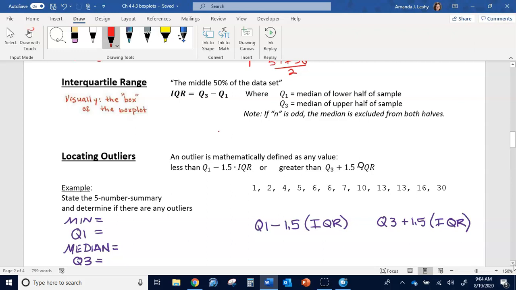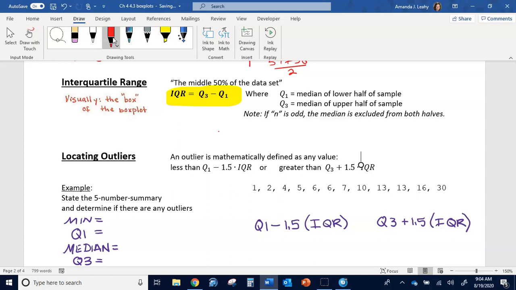Now, we've talked about range from the biggest to the smallest value, but interquartile range is for me a way to say, here's where the middle 50% of the data is, and gives me a comparison value. Interquartile range is something that you need to have memorized. That is the difference between the third and first quartile. The first quartile is the median of the lower half of the data. The third quartile is the median of the upper half of the data.